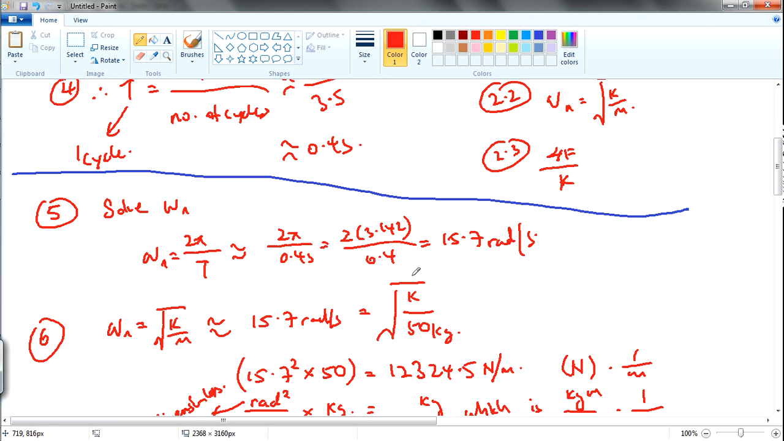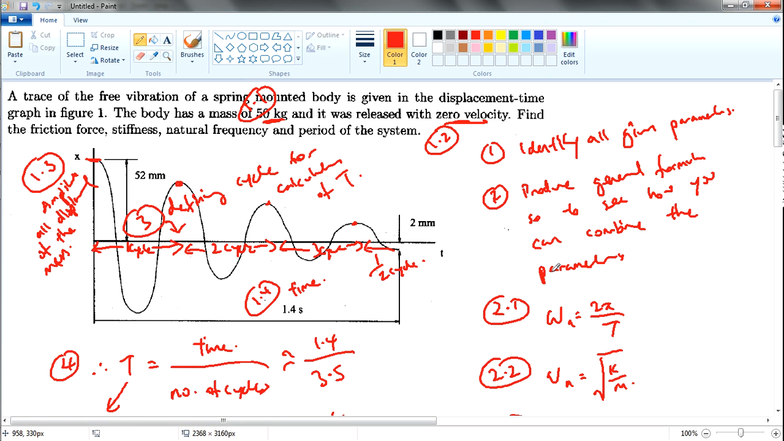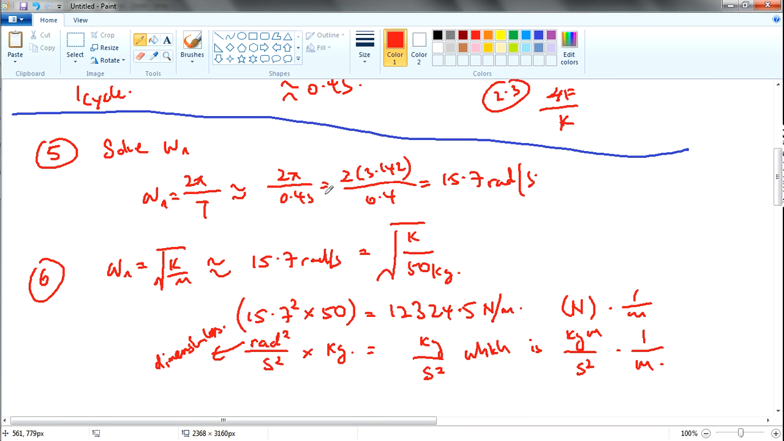And then once we get our k, our natural frequency, what are the things that we still need to find? We have our stiffness, we have our natural frequency, we have our period. We don't know what our friction force is. So let's calculate our friction force. Give me a minute.